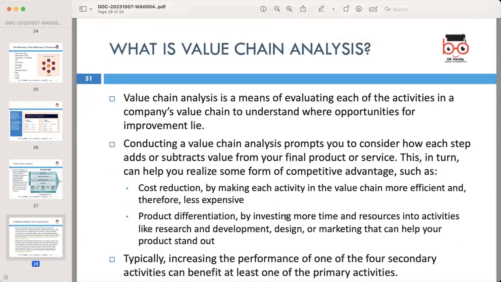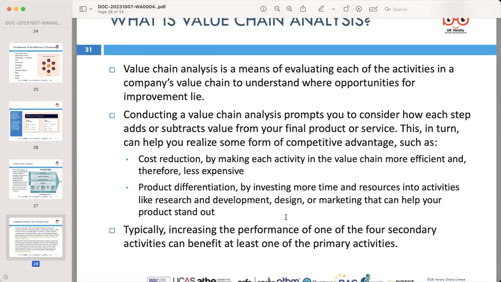Okay, so value chain analysis means evaluating each of the activities in a company's value chain to understand where opportunities for improvement lie. Conducting a value chain analysis prompts you to consider how each step adds or subtracts value from your final product or service. This in turn can help you realize some form of competitive advantage, such as cost reduction, by making each activity in the value chain more efficient and therefore less expensive.